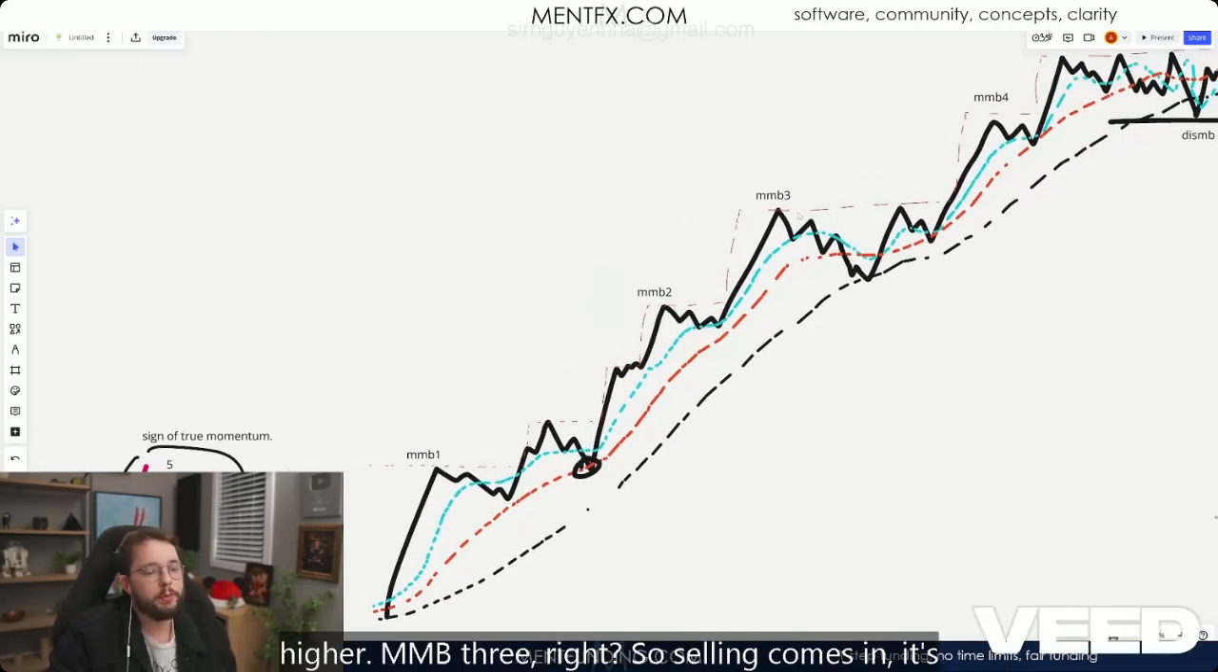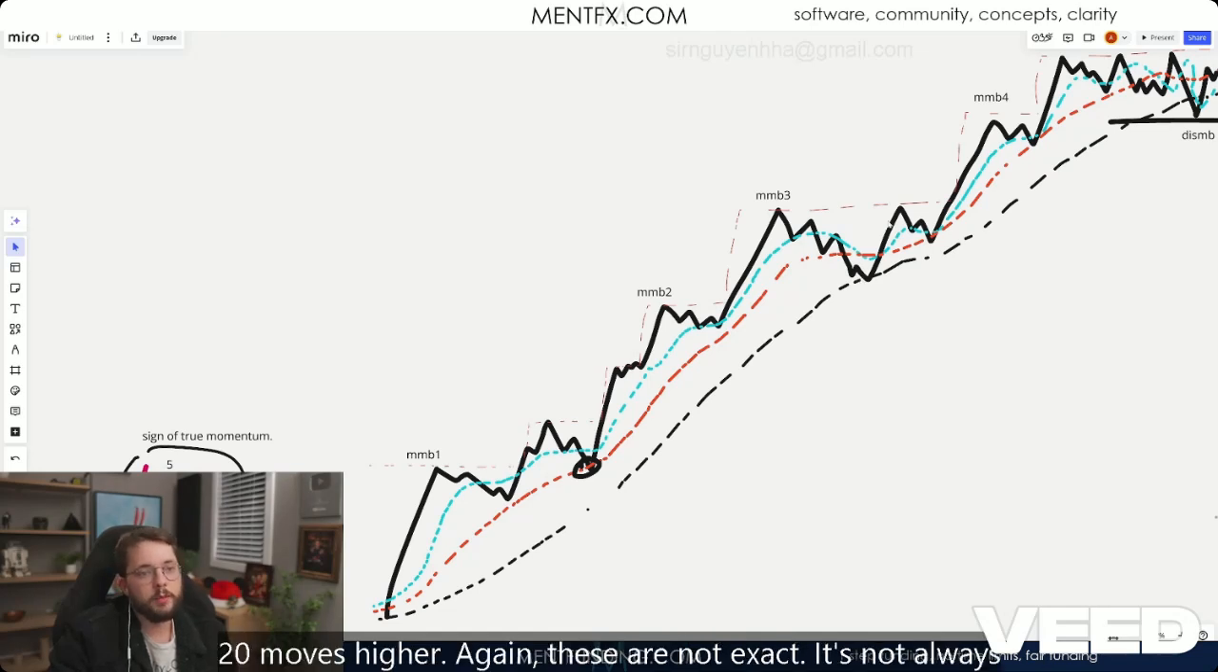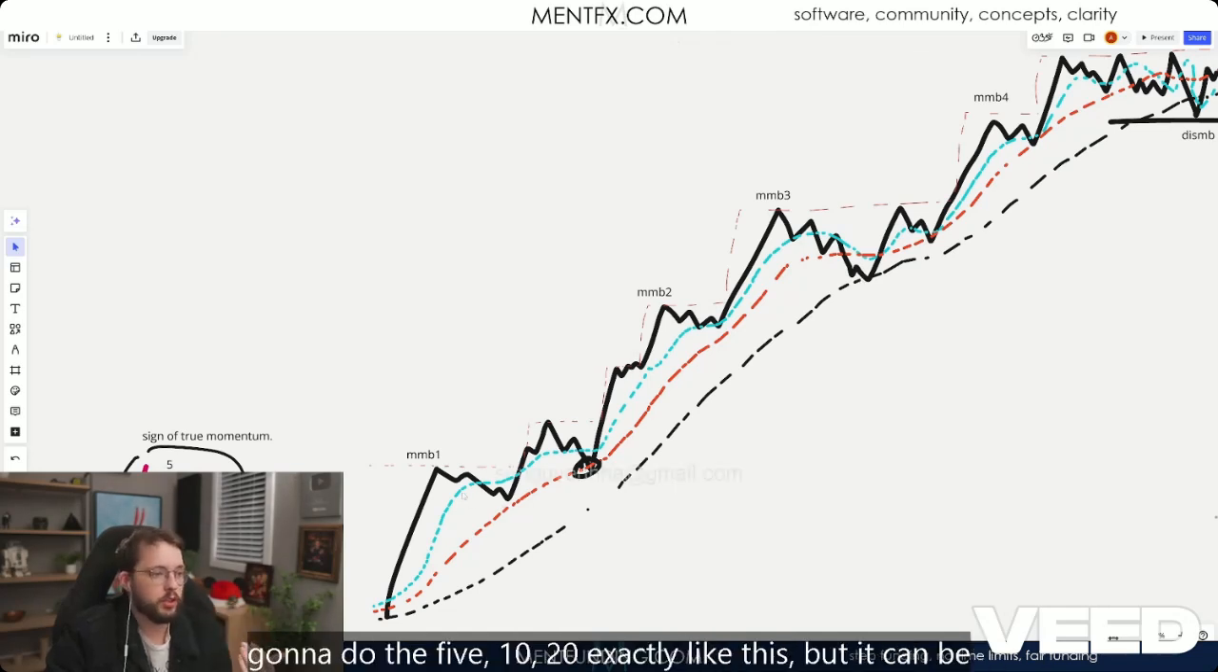Moves higher, MMB3, right? So selling comes in, it's sustained selling, but it kind of comes down. In this case, it comes under the 5, kind of sideways 10 or upwards 10. And in this case, finds itself on the rising 20, moves higher. Again, these are not exact. It's not always going to do the 5, 10, 20 exactly like this, but it can be any one of them.